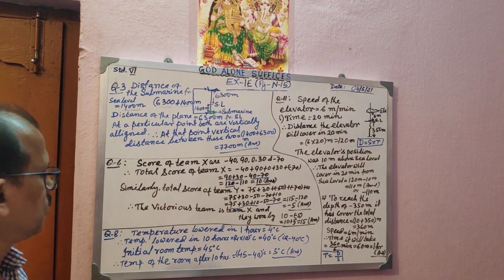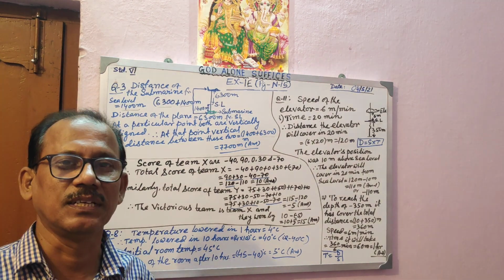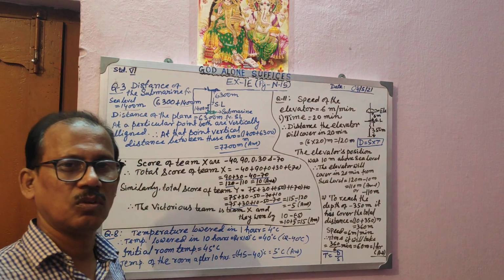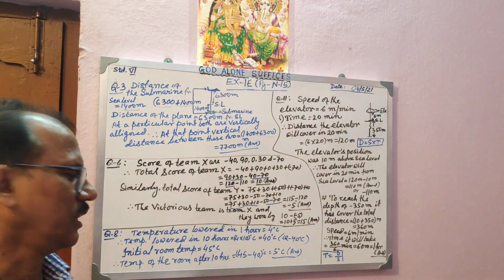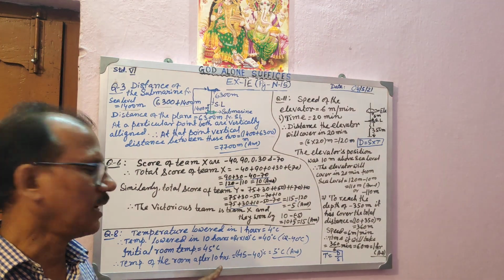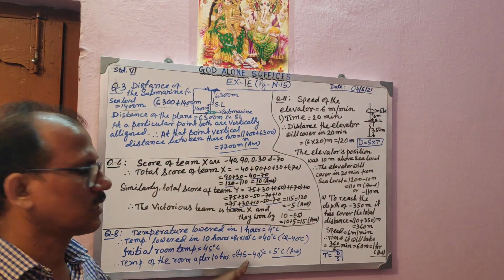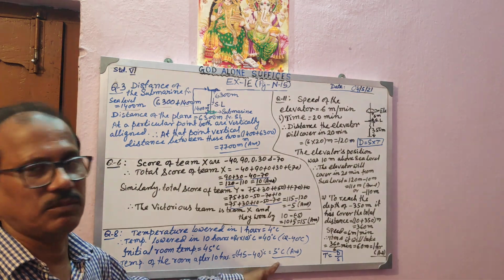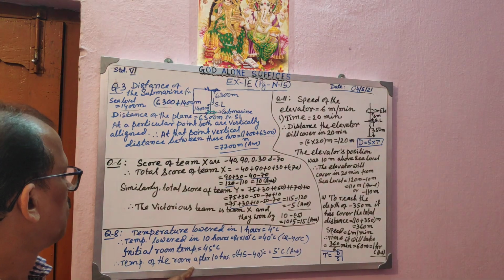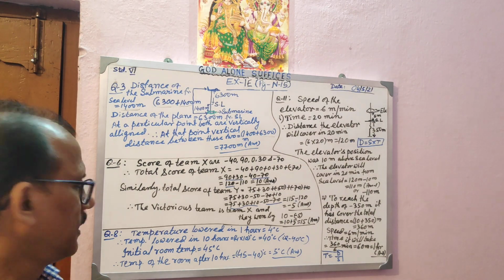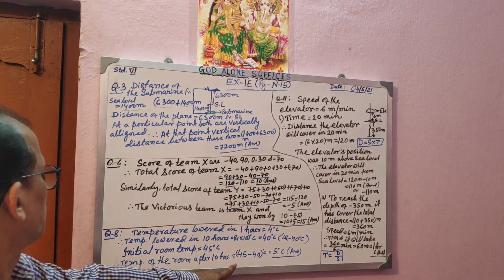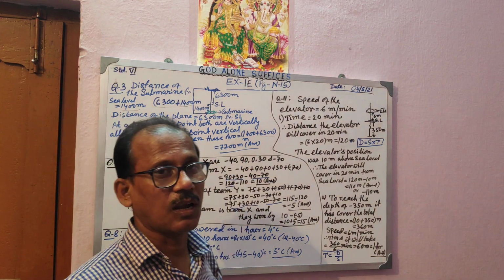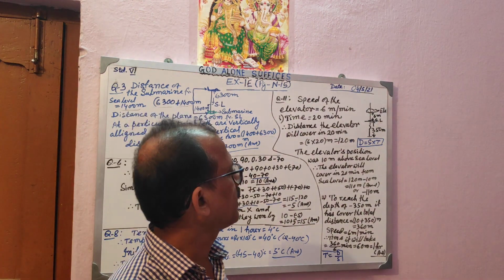The initial temperature of the room was 45 degrees Celsius. Now the temperature fell by 40 degrees Celsius. So after 10 hours, the temperature will be 45 minus 40, that is 5 degrees Celsius. The room temperature will be plus 5 degrees Celsius because the initial temperature was 45 degrees. Could you understand me? Now moving on to the last question, question number 11.